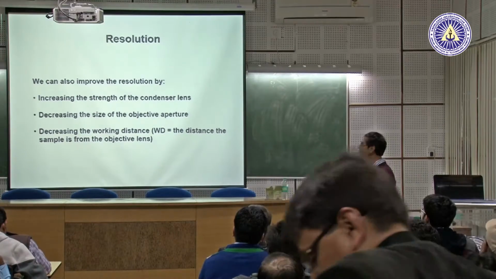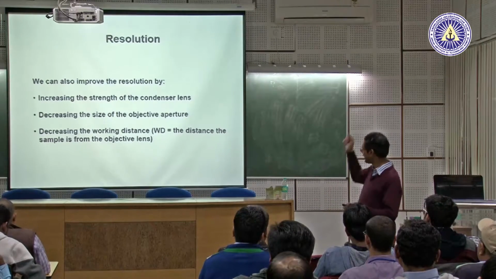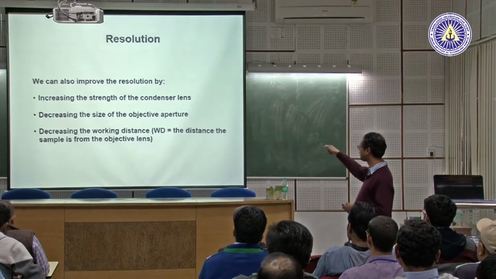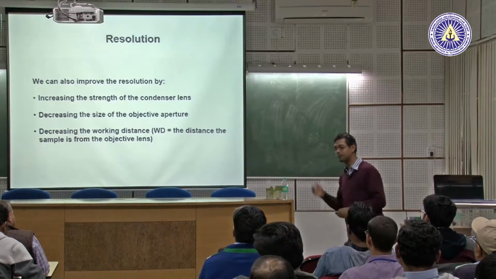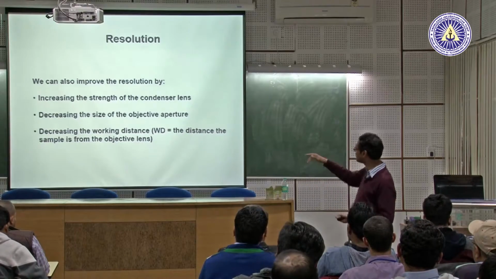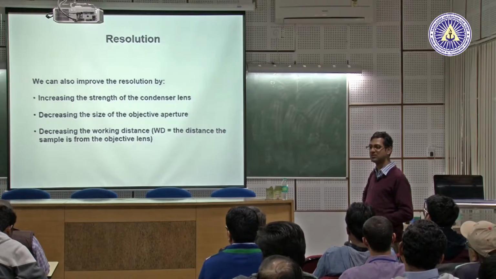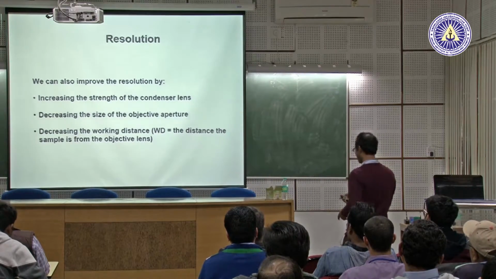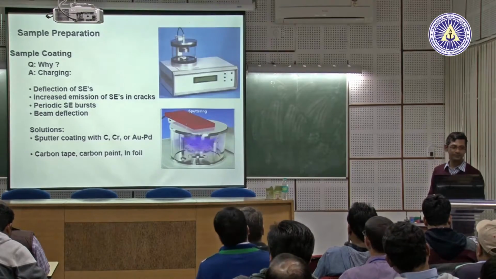Decrease the size of the objective aperture, because below the objective lens there is an aperture. There are apertures in the condenser lens, and an aperture in the objective lens. This is the most important one. You can decrease the working distance between the sample and the objective lens. That is called working distance. If you decrease it, your resolution will improve. Please try that. Okay. Before trying these two, you can try this. You will see the change in the image quality.